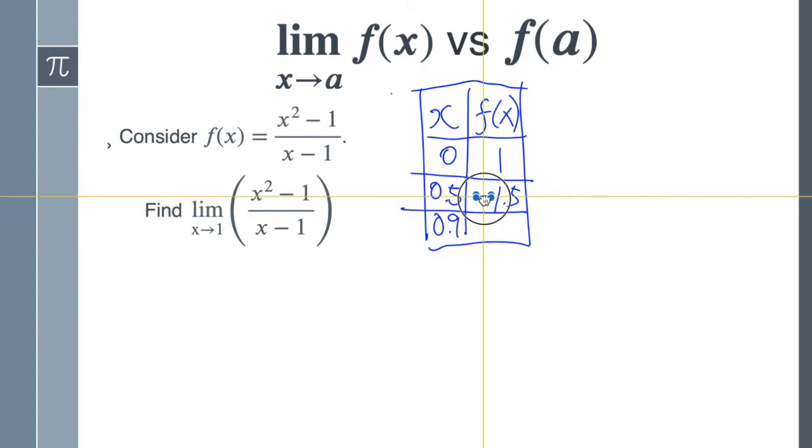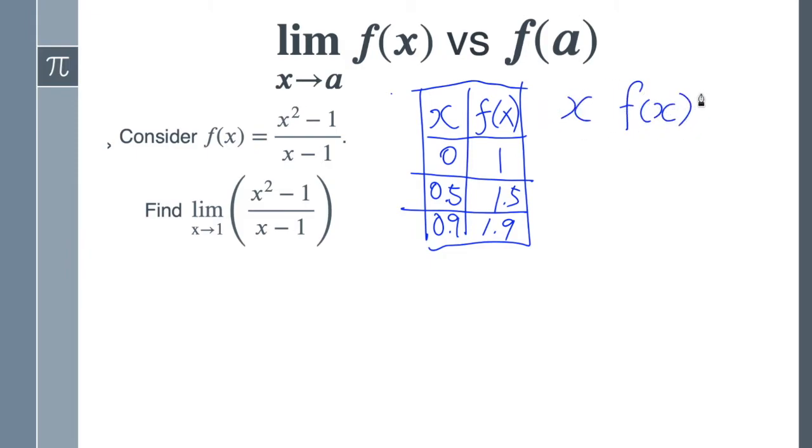Anyways, I think this is positive 1.5, not negative 1.5. So this is 1.9. So I think clearly we can see here that from the left, it is approaching some number, and I bet that is 2. How about from the right? Well, let's make another table for it.